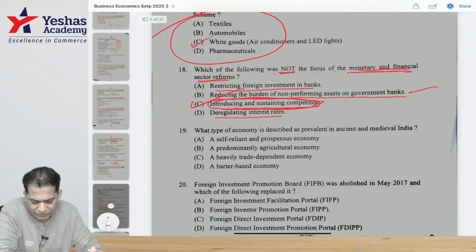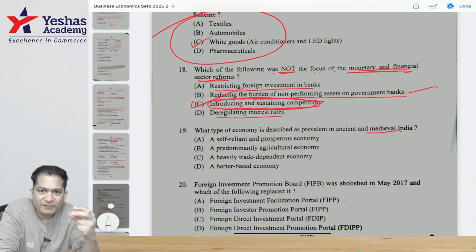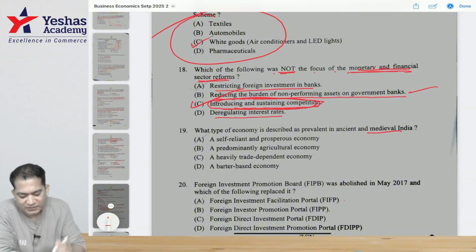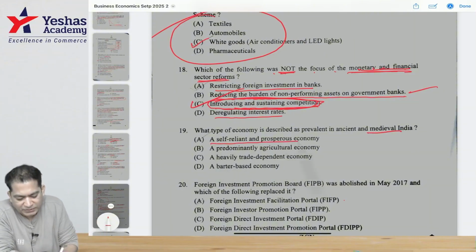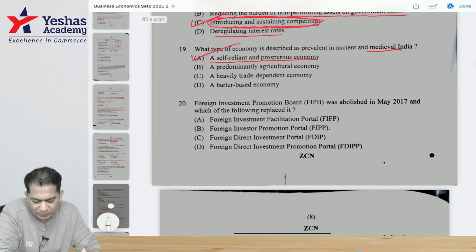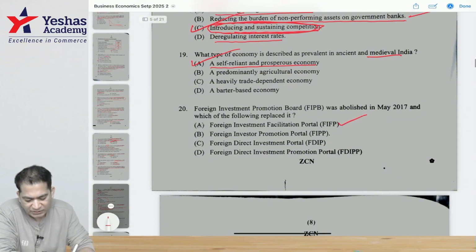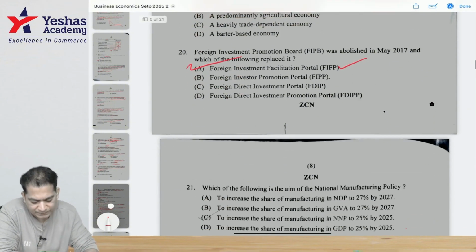Which type of economy is described as prevalent in ancient and medieval India? In chapter 10, the very first paragraph mentions self-reliant and prosperous economy. Foreign Investment Promotion Board was abolished in 2017, and which of the following has replaced it? Foreign Investment Facilitation Portal has been introduced in its place.